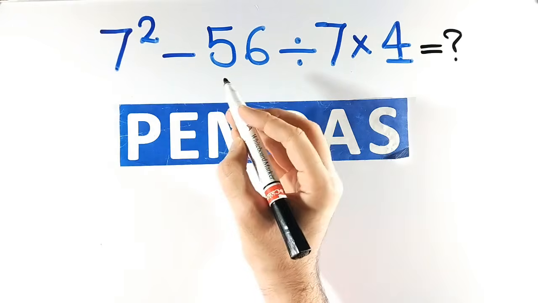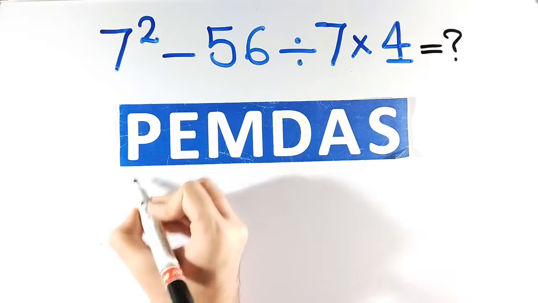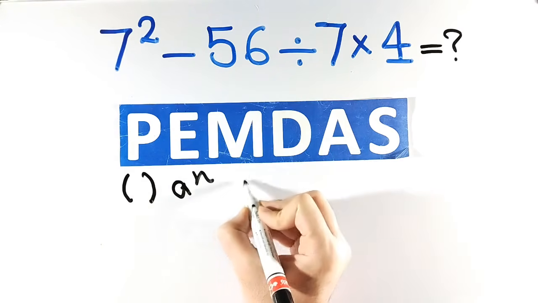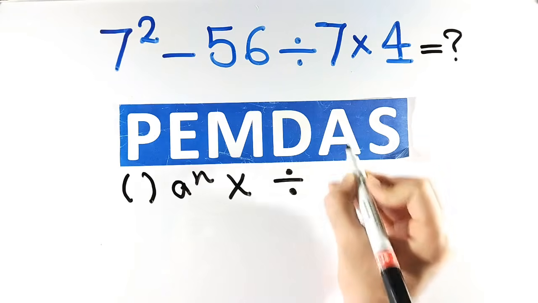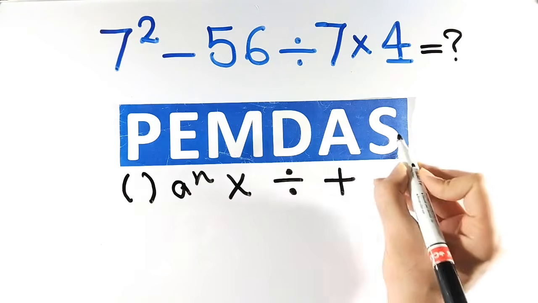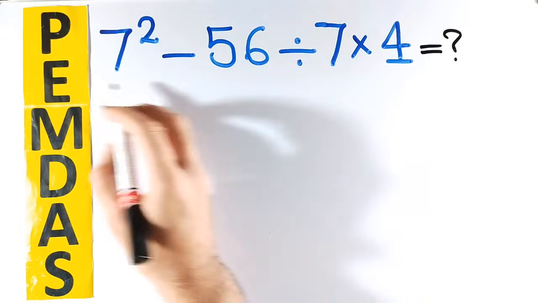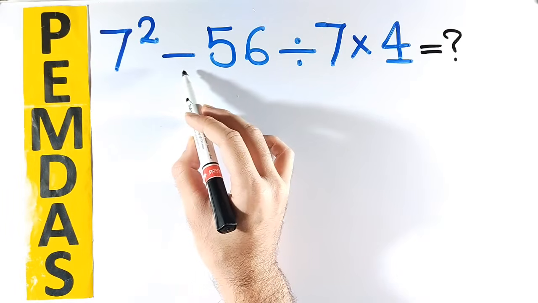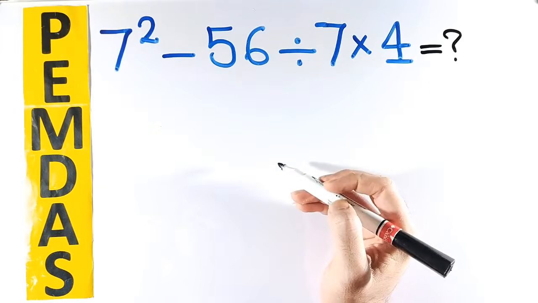To solve this question, we must follow a rule that is called PEMDAS. In this rule, P stands for parentheses, E stands for exponent, M stands for multiplication, D stands for division, A stands for addition, and S stands for subtraction. As you can see on the screen, in this expression, first we have an exponent, then a subtraction sign, followed by a division, and finally a multiplication.